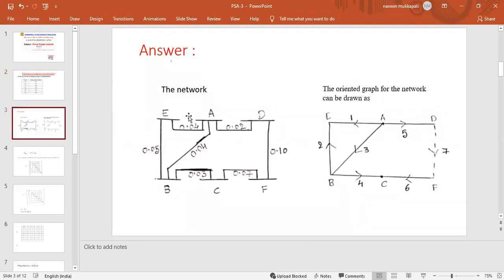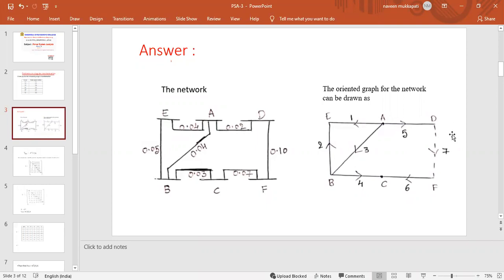First E, A, D. Next B, C, F. First E to A. Next one A to D. Next one D to F. Next A to B. Next B to C. Next C to F. What is meant by an oriented graph?